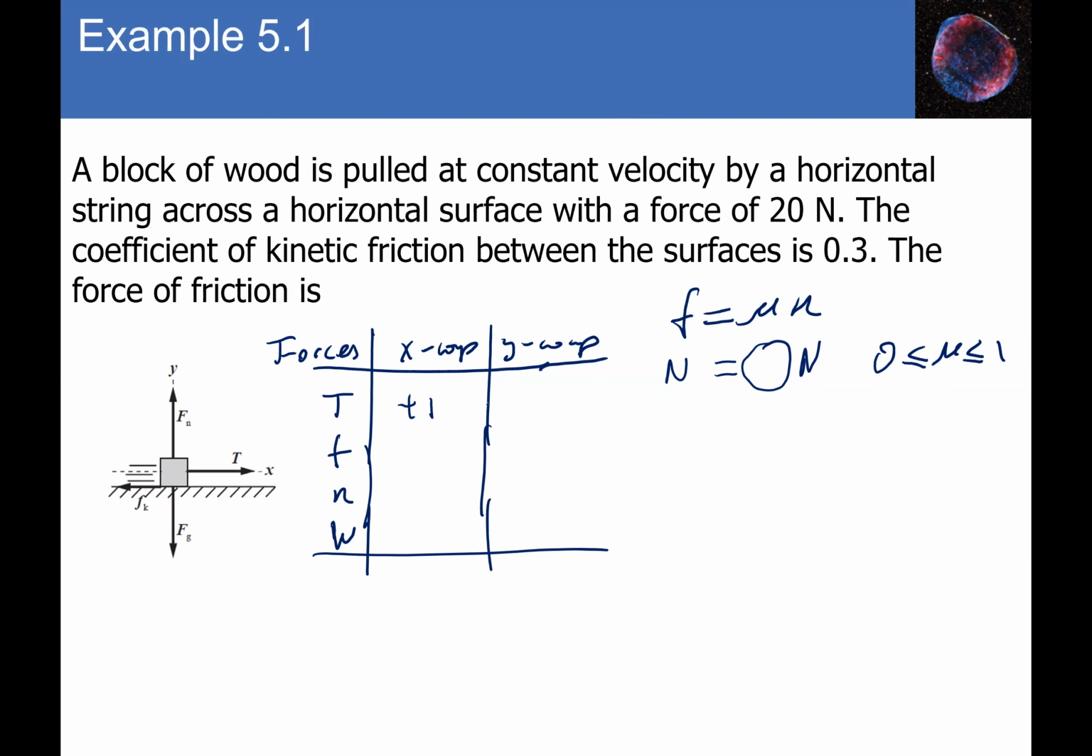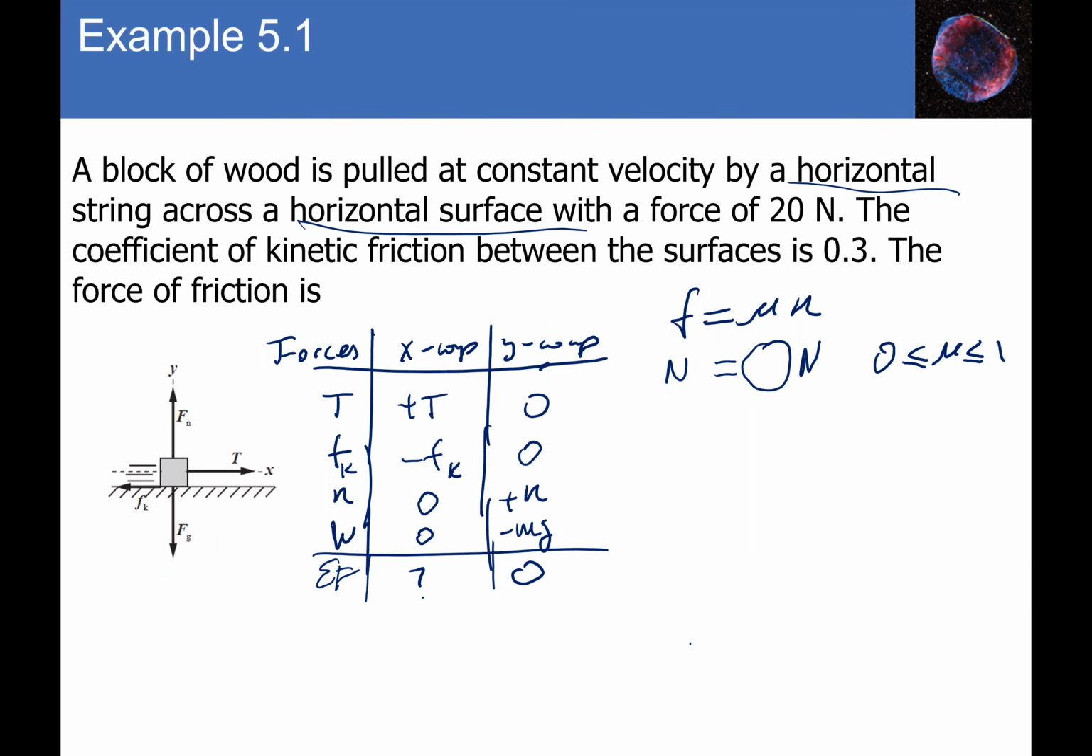All right, so this is plus T, this is 0, this is minus F, and it's a kinetic, we know that. So this is 0, this is 0, this is plus N, this is 0, this is minus mg, and here net force. Now, since it is moving on a horizontal surface, technically this is 0 in the y direction. And the question is, how about net force in the x direction?